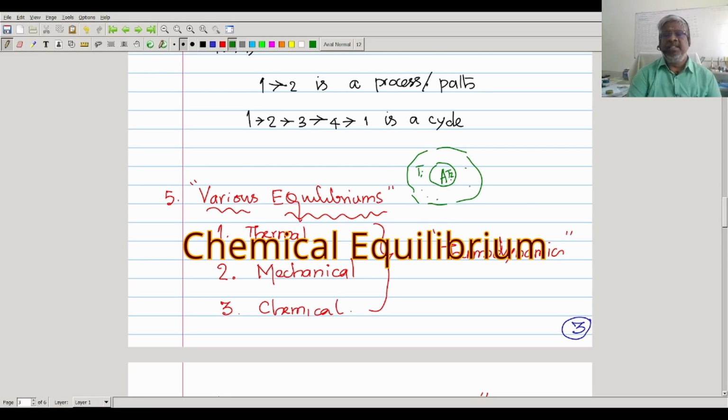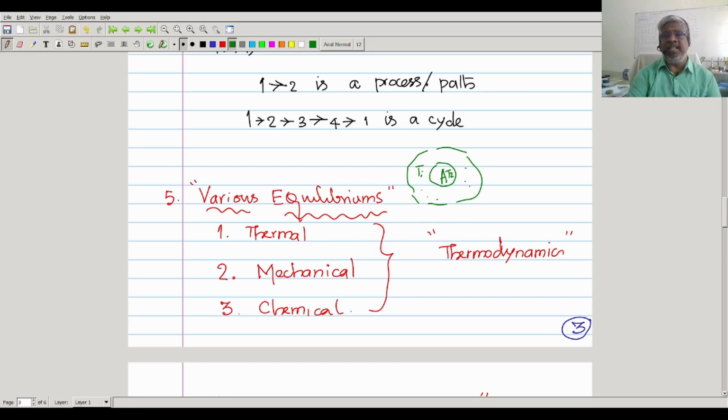Last one, chemical. The species in the system and species in the surroundings are chemically homogeneous, and no reaction is taking place, even though you are allowing them to interact with each other. In that case, we can say the system and surrounding are in chemical equilibrium. If all the equilibriums exist, then we call that thermodynamic equilibrium. If the system is in thermodynamic equilibrium with its surroundings, then no interaction will take place.